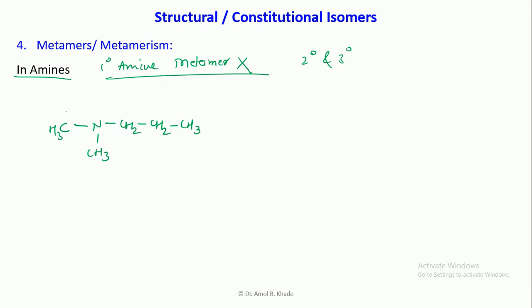Okay, so how can you give the numbering? The nitrogen should get the least possible number. It will be like this, and methyl will be considered as functionality. Even this methyl can also be considered as functionality, so it will be considered as a substituent. So it will be written as N,N-dimethyl propanamine. Or you can write it as dimethyl-2-propanamine.